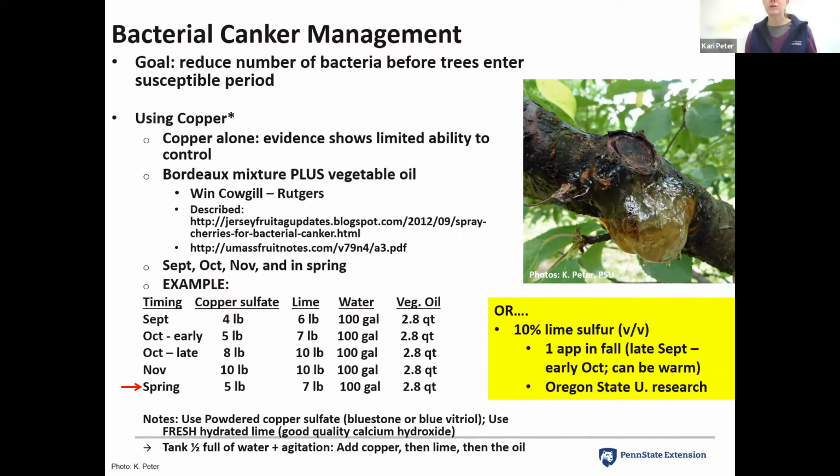Because I know people get skittish about copper because you're putting a lot of copper out in the environment, potentially going in the soil, et cetera, et cetera. Well, here's an alternative to that: using 10% lime sulfur.